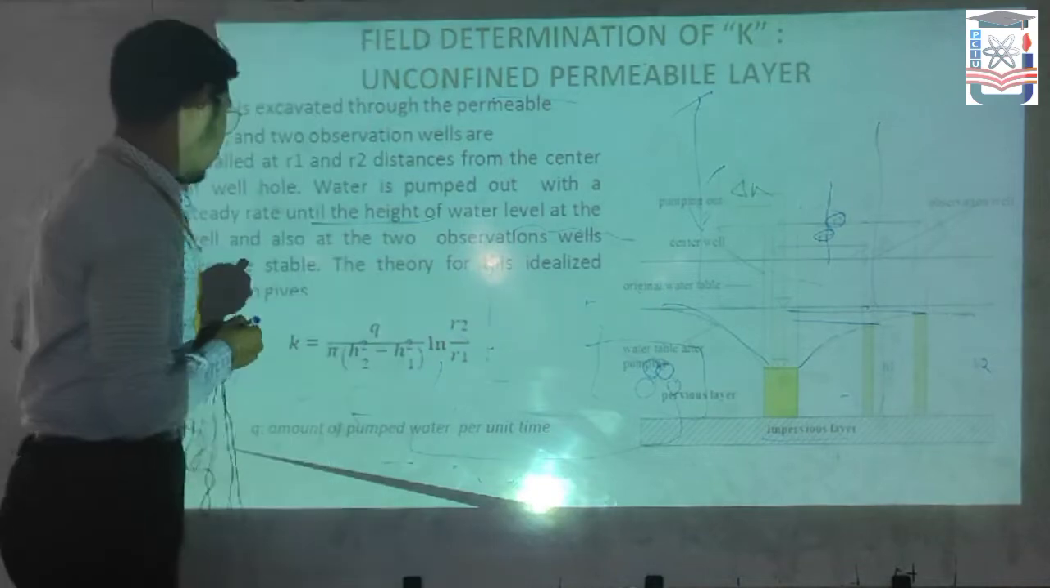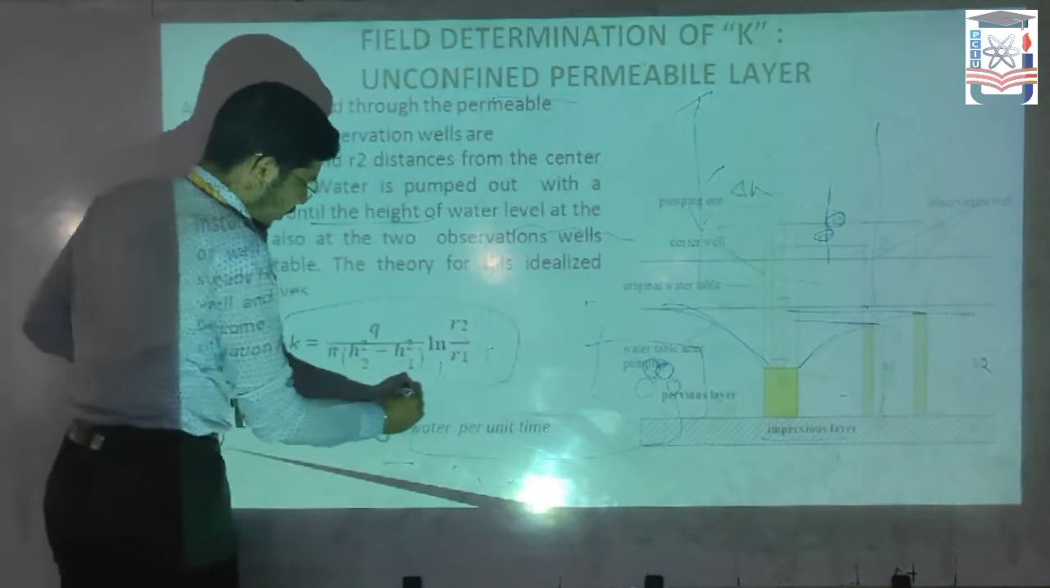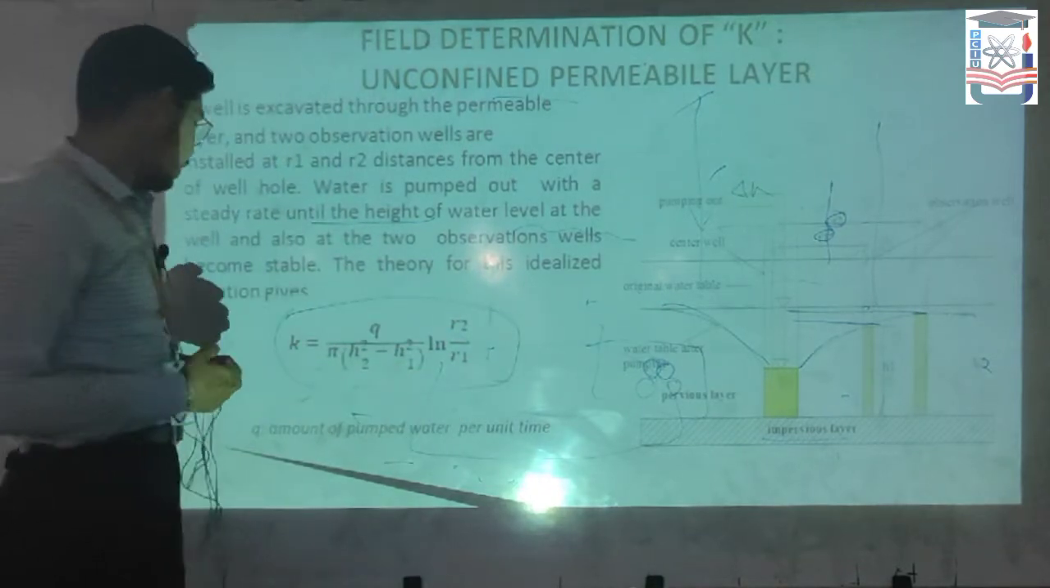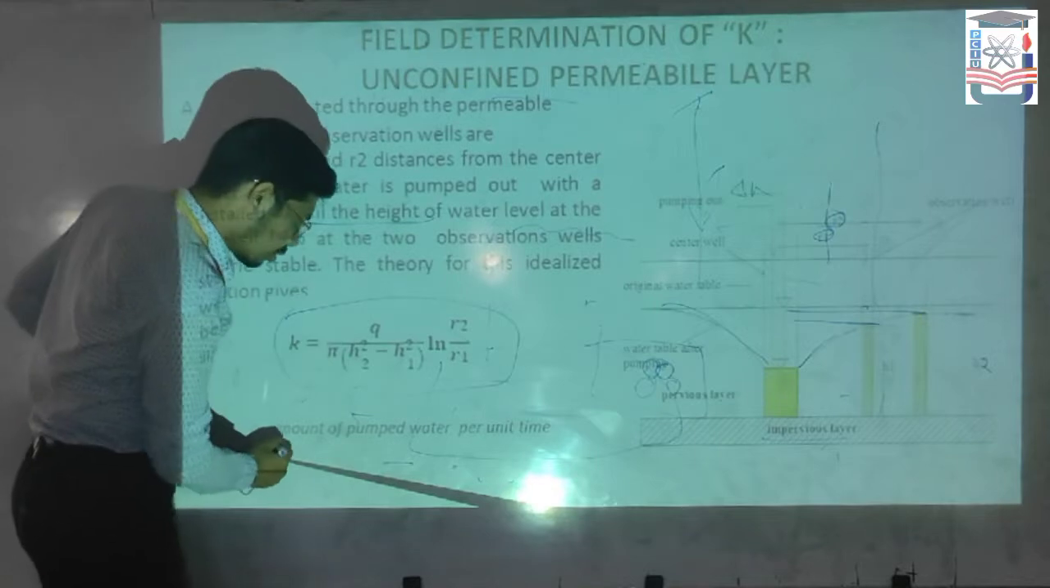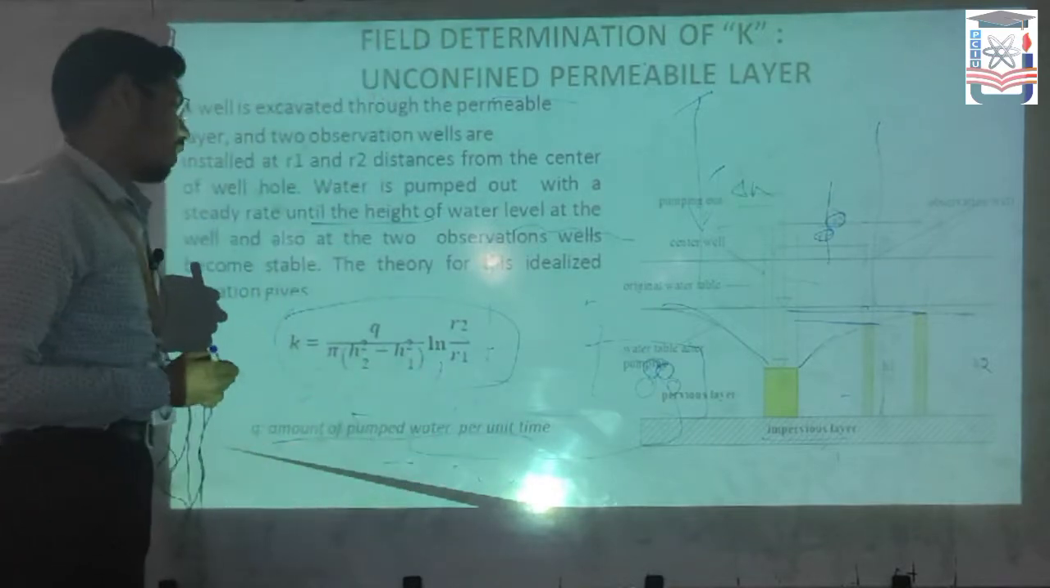And then this is our equation to determine the permeability. And here Q is the amount of pumped water per unit time.